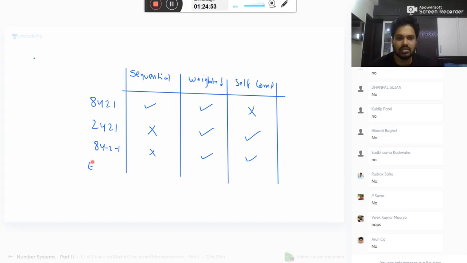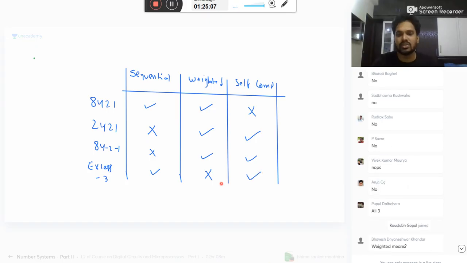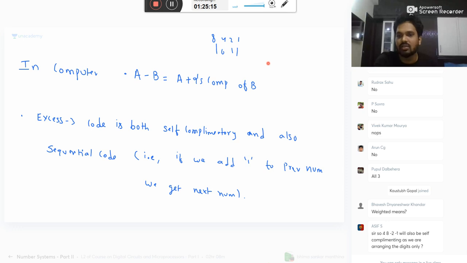What is the advantage of excess 3? Here it is sequential, but not weighted. Not all three have it. It is not weighted. Weighted means the position has a meaning. Here 1011 is there, and each position has one meaning. But for excess 3, those positional values are not there.